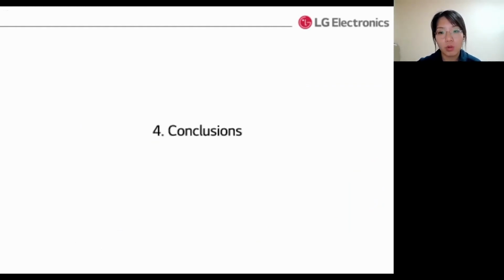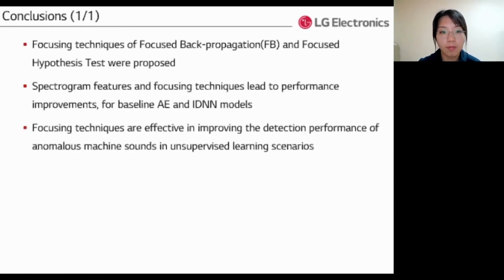And finally, we will wrap up our work with conclusions. Through this work, we propose focusing techniques: focus backpropagation and focus hypothesis tests. Experiments showed that spectrogram features and focusing techniques led to performance improvements for baseline autoencoder and interpolation DNN models. Therefore, we could conclude that focusing techniques are effective in improving the detection performance of anomalous machine sounds in unsupervised learning scenarios. Thank you.